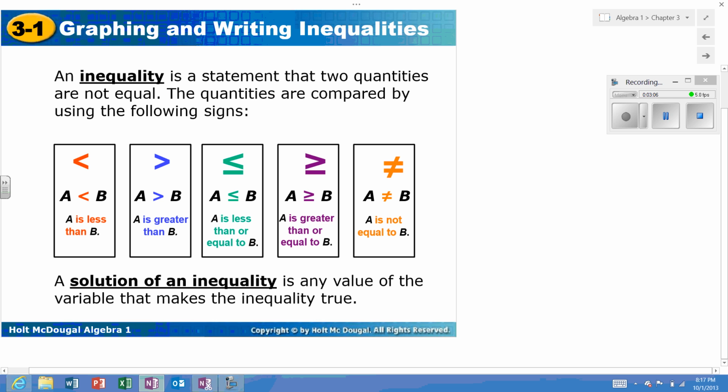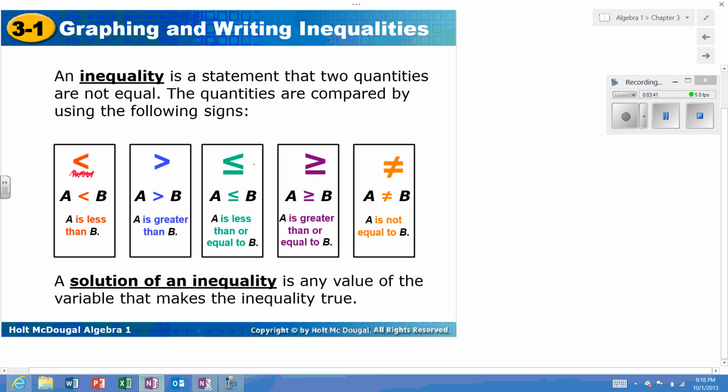Okay, so an inequality is just a statement that two quantities are not equal. The quantities are compared by using the following signs. So we know that we use the less than sign to say that something is less than something else. So A is less than B, so we write the little alligator eating thing, however you guys want to call it. It is eating B because B is greater than A, or A is less than B. If we want to say A is greater than B, then the little crocodile is going to eat A.